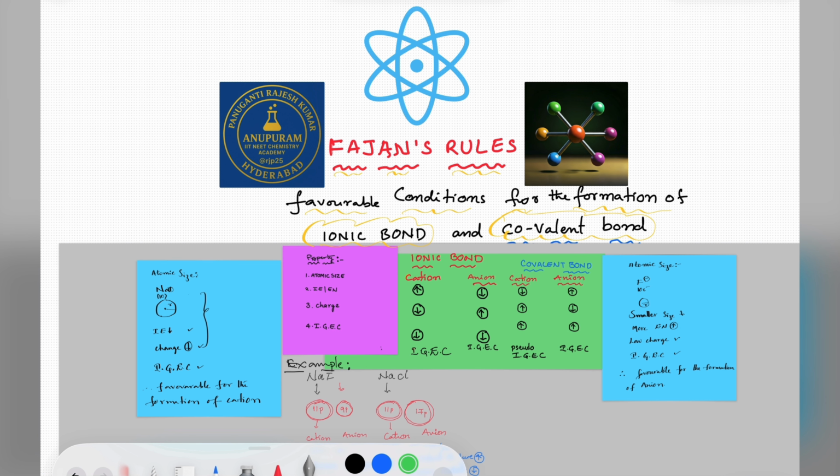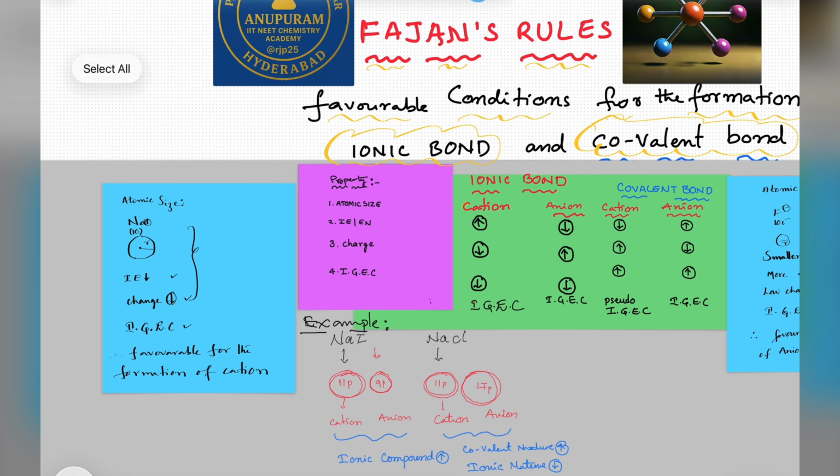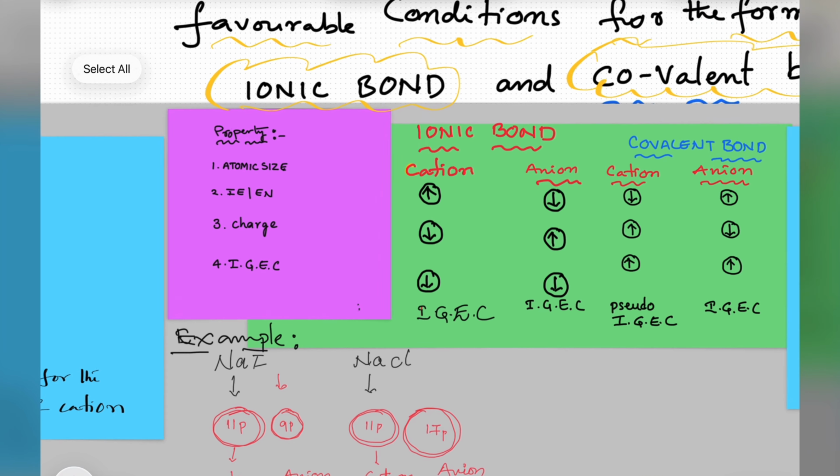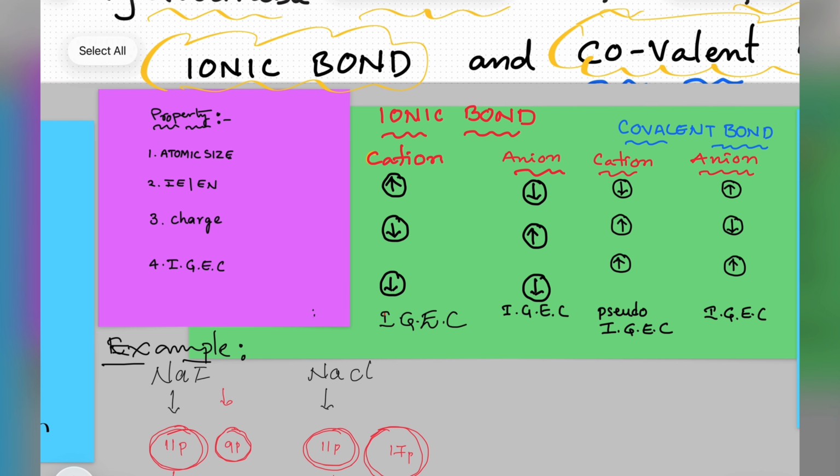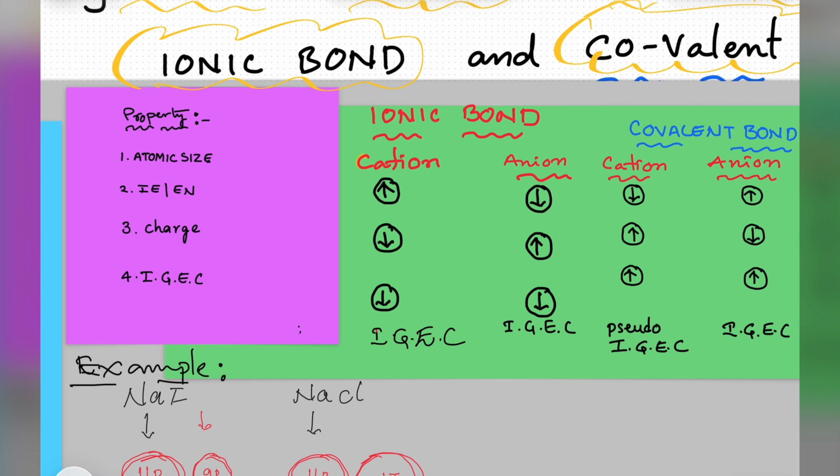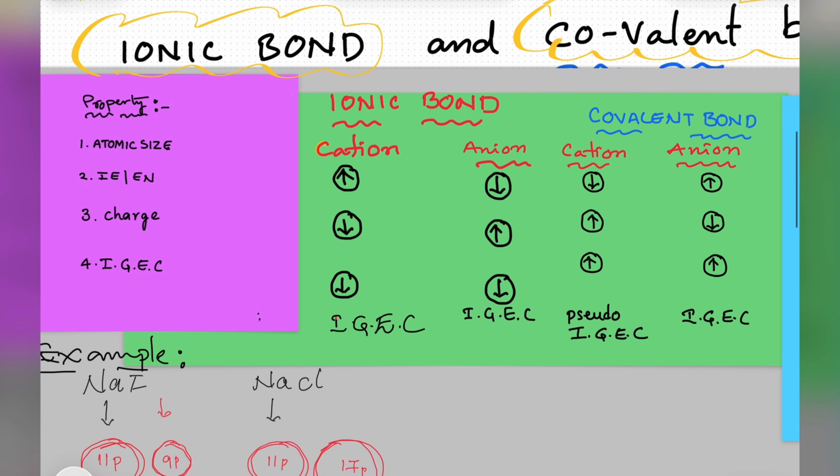Okay, students, we'll discuss now. First of all, concentrate on what properties are required for the formation of ionic bond and covalent bond. I made simple, logical points to understand when an ionic bond is formed and when a covalent bond is formed. Now you can see the first property. What is the property? Atomic size. Atomic size is a factor for ionic bond and covalent bond based on Fajans' rules.